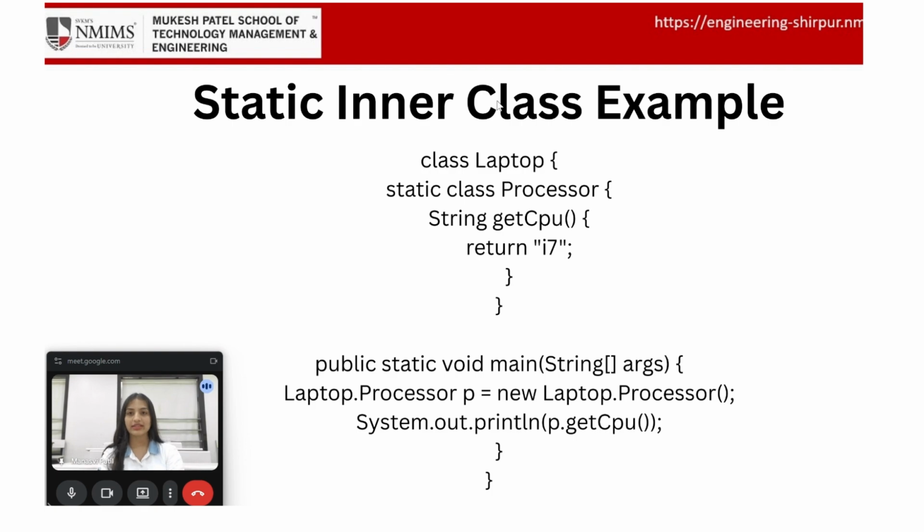Then we have an example for static inner class. Here we have a laptop class and inside it there is a static inner class called Processor. The Processor class contains a method called getCPU which returns the processor type, and in the main method we create an object using this syntax. Here we can see that we are creating the Processor object without creating the Laptop object first. Then we print the CPU type using the method. This example shows how the static inner class can work independently of the outer class object. Here we did use the keyword static in this code.